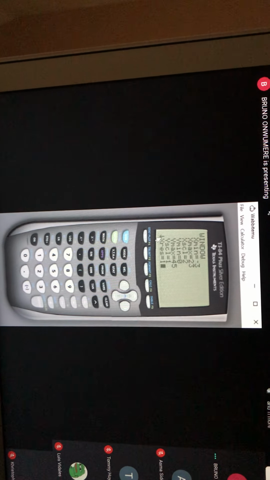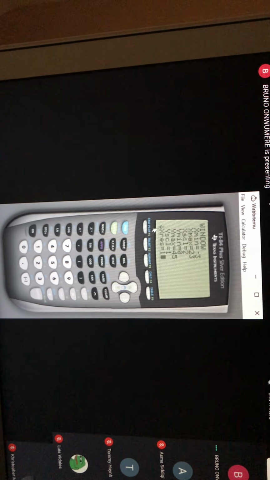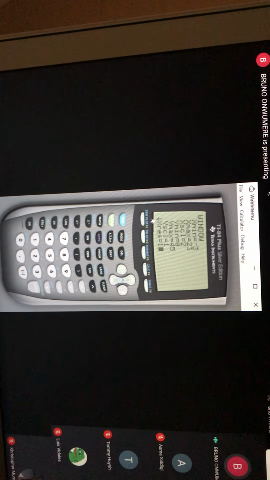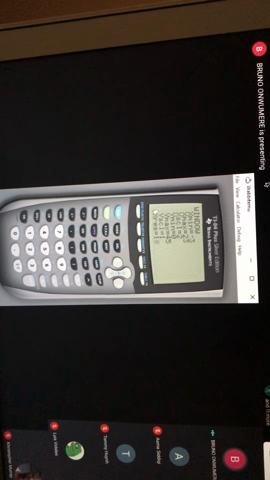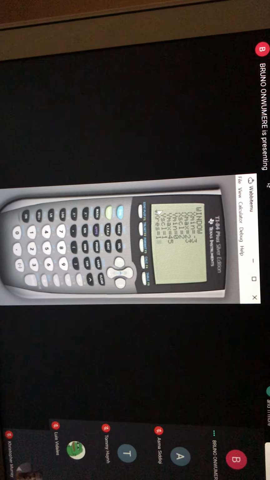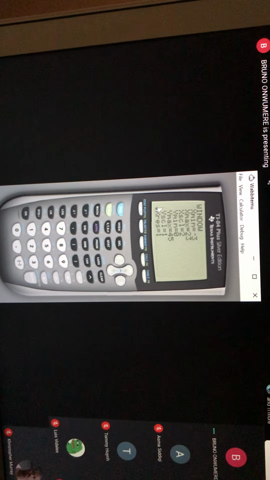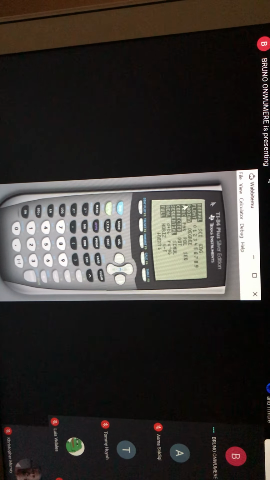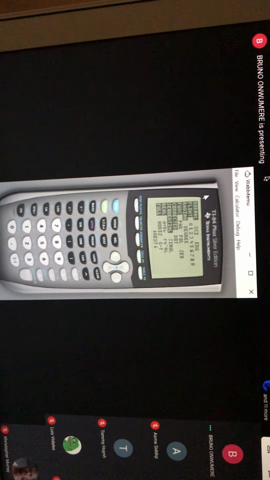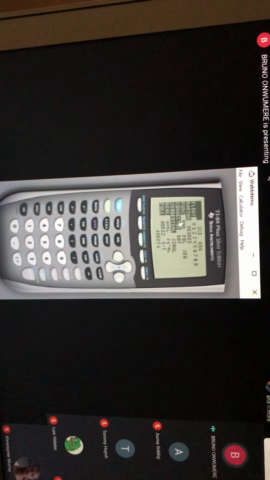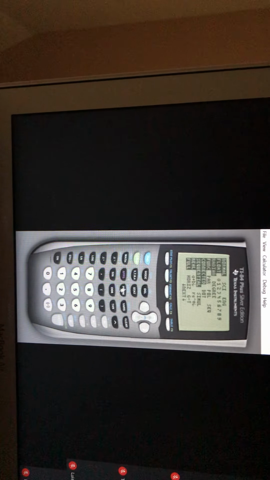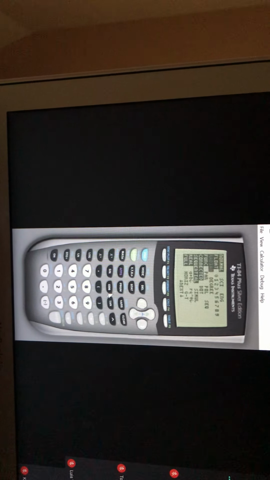But before you do anything now, go to mode. Everybody sees mode, right? Is this mode here? I can't see from here. Okay. If that's mode, make sure you are in radian, not in degrees. You come down to radian and hit enter. Make sure you're in radian. You can't do this in degrees because it will not work.